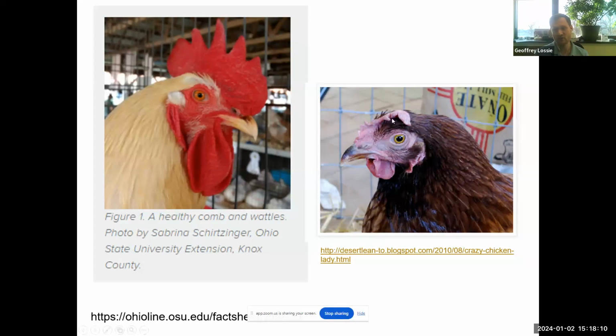This is a good sign, though, to know, because it'll be easier to catch those birds, hopefully, earlier in the disease process, where something can actually be done to treat or amend what disease might be going on.